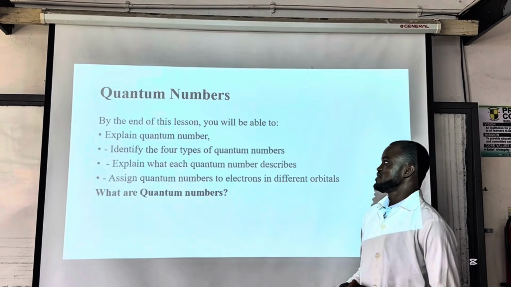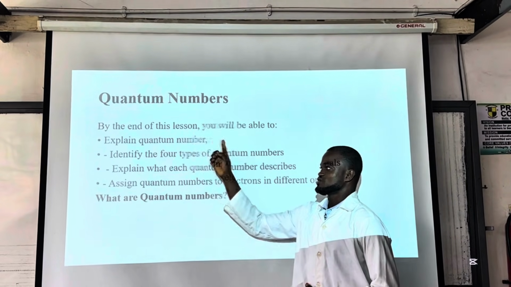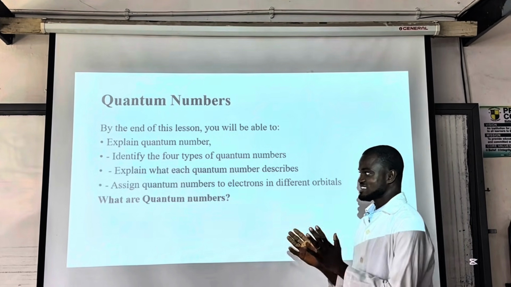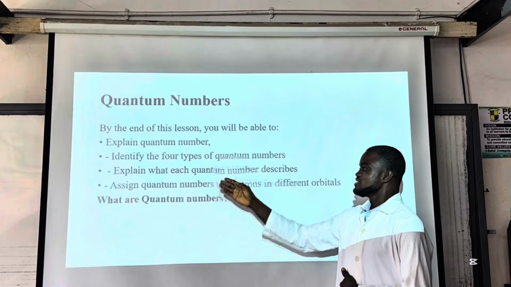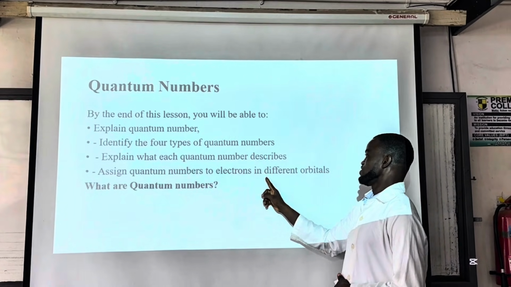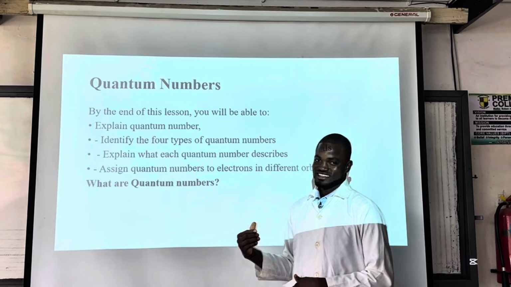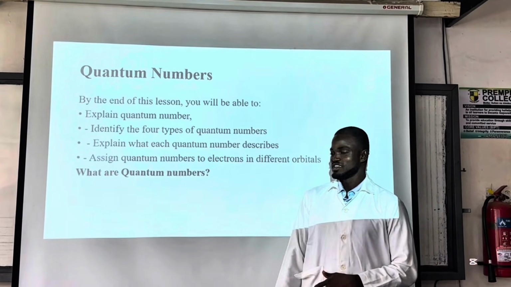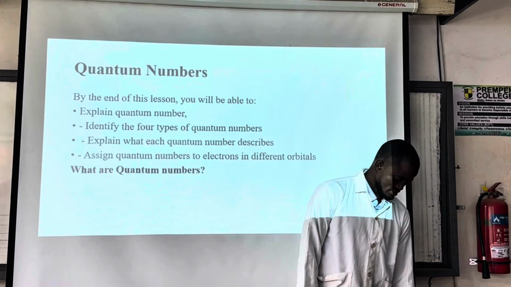By the end of this video, you'll be able to explain what quantum numbers are. You should be able to identify the 4 kinds of quantum numbers. You should be able to explain what each quantum number describes and assign quantum numbers to electrons in different orbitals. Now, let's flow on to the objectives.